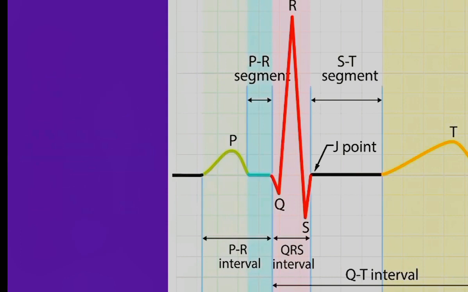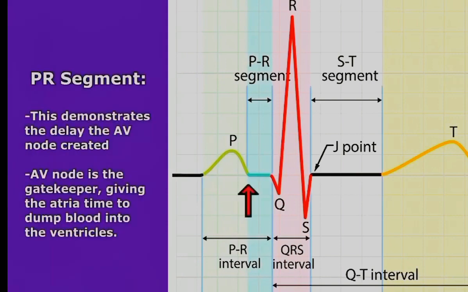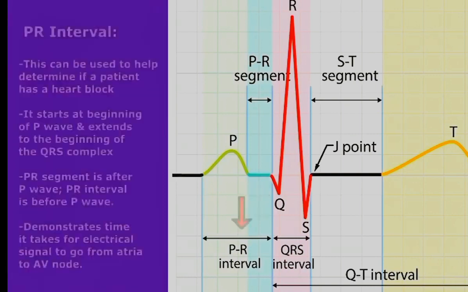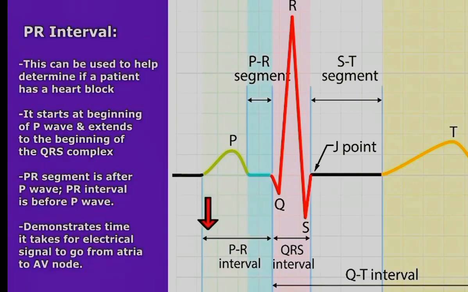Now, right after the P wave and before the QRS complex, we can find the PR segment. And the PR segment demonstrates the delay the AV node created. Remember, it was the gatekeeper, so it gave the atria time to dump its blood into the ventricles before the ventricles contracted. Also found in this area is the PR interval, and I really want you to remember the PR interval because we measure this and it's very important in determining if your patient has a heart block.